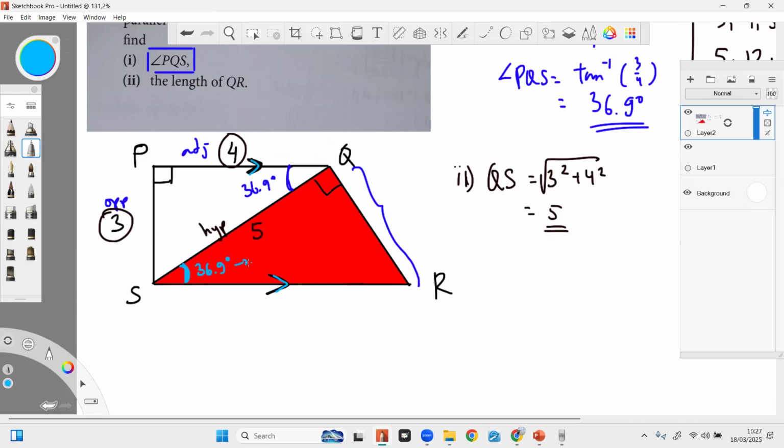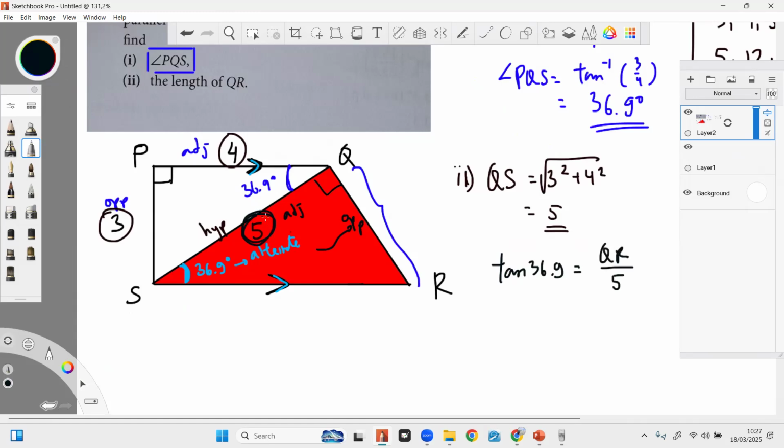What is the category here? No, not opposite. Not alternate. Yeah, alternate, sorry. Alternate, good. Okay, so alternating angles have to be the same. Then we have no more hypotenuse in the red triangle here. This is the adjacent. We are finding the opposite. So, TOA. Tan 36.9 equals the opposite, which is QR, over adjacent, which is 5.